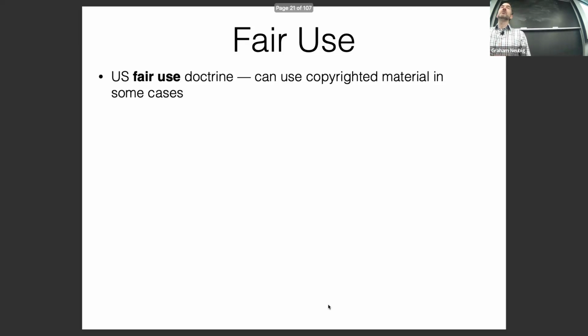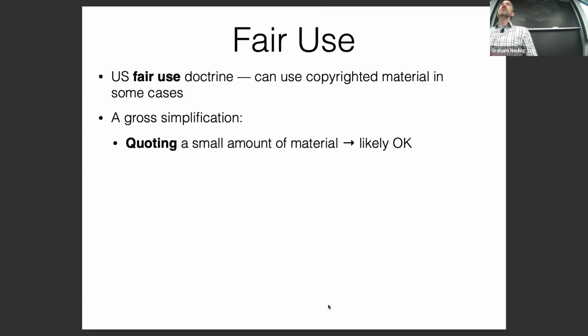the idea of fair use becomes very important. This is a US-specific thing, and the rules in other countries are different. They're not the same as the US, but in the US, we have rules about where you can use particular types of data. So the US fair use doctrine is basically that you can use copyrighted material in some cases. As a gross simplification, quoting a small amount of material in a textbook or slides or something like this is likely okay.